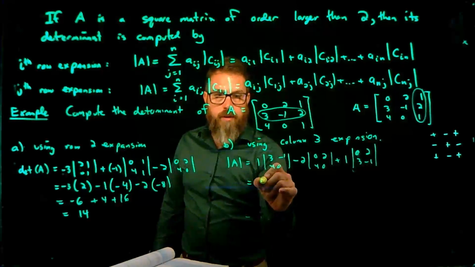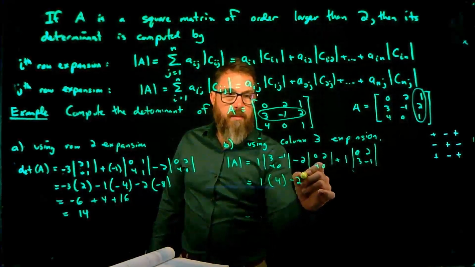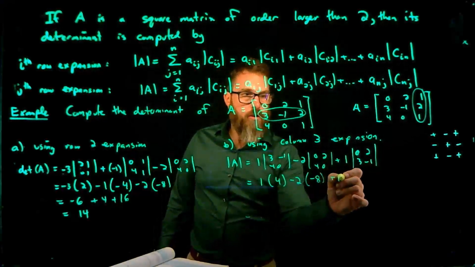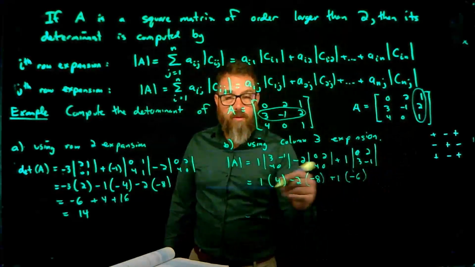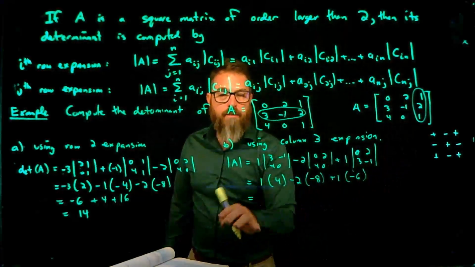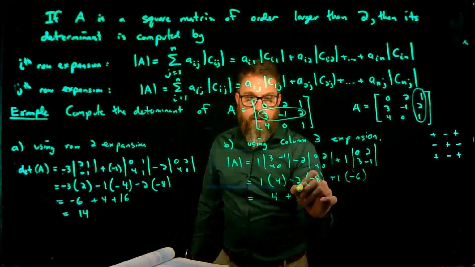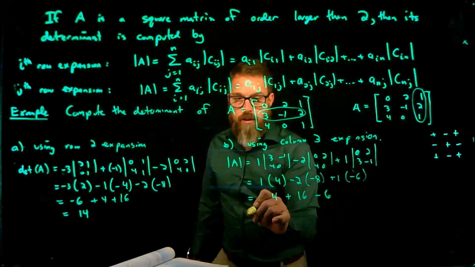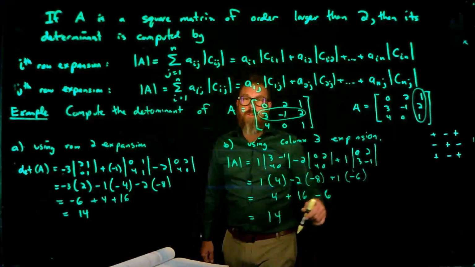So this is going to be 1 times 0 minus a minus 4, which would be 4, minus 2 times 0 minus 8, plus 1 times 0 minus 6. And again, we'll know if we did it right because it has a unique determinant that is the same regardless of how you compute it.